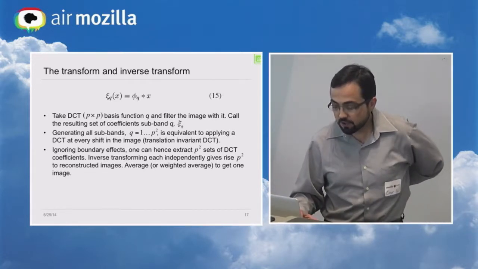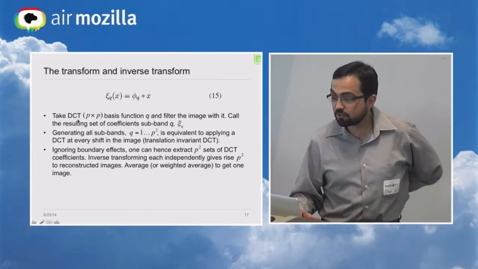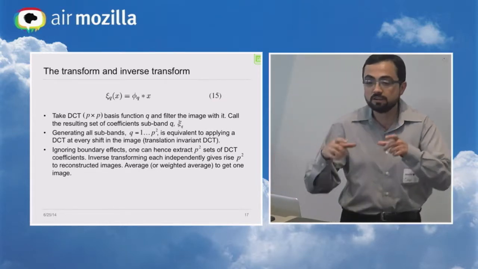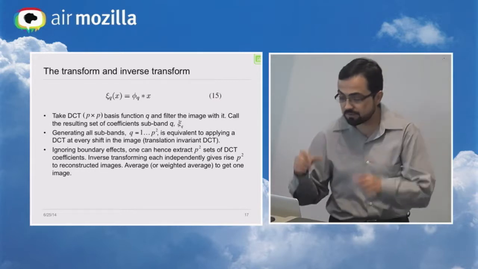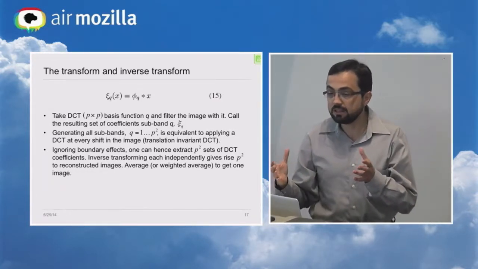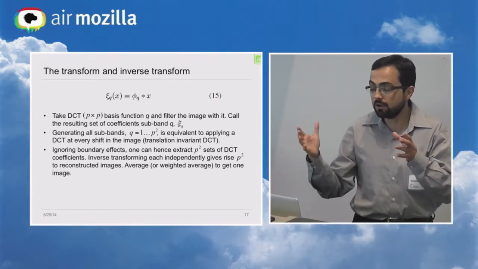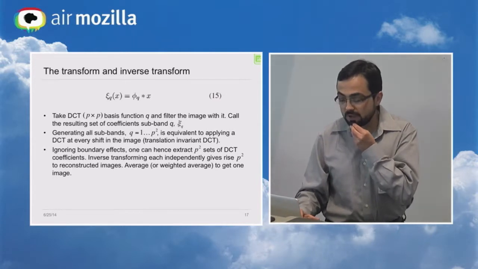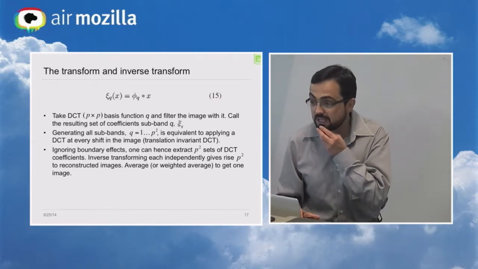So imagine taking a discrete cosine transform basis function, a p by p basis function. You take the DC or the 0, 1 basis function, one of them, and then you run it through the entire image as a filter. That generates what we call a subband. And if you took the qth basis function, we're going to call that subband q.